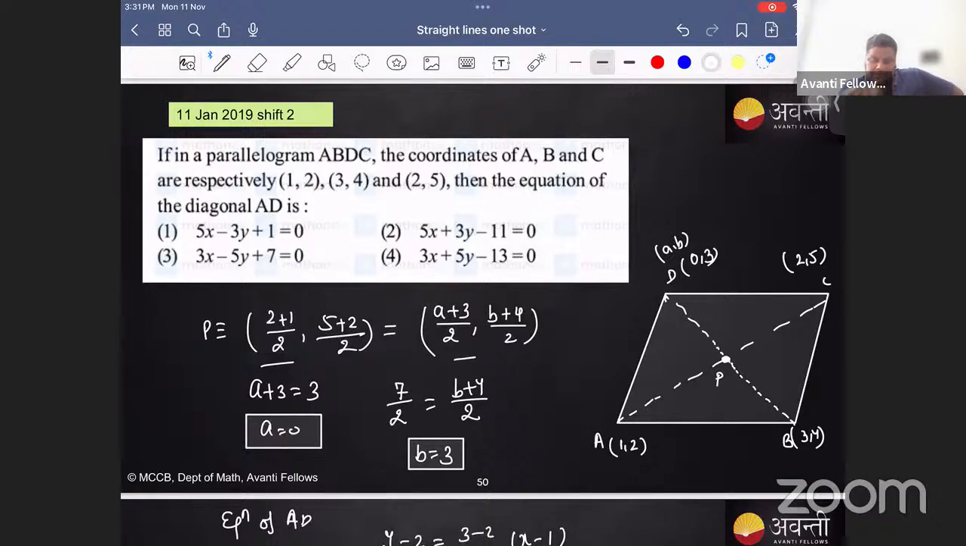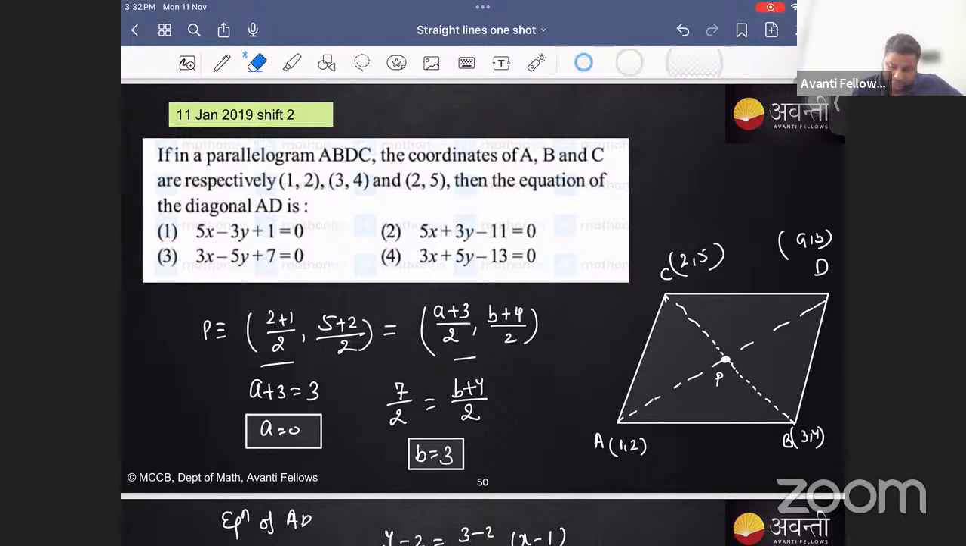In a parallelogram ABCD, okay, ABDC they are saying. So basically, this is your D and this is your C. ABDC. Now vertex C is (2, 5) and vertex D is what? Vertex A is (1, 2) and B is (3, 4). Okay. In this case, the entire dynamics changed now.